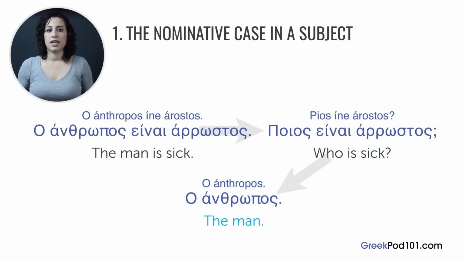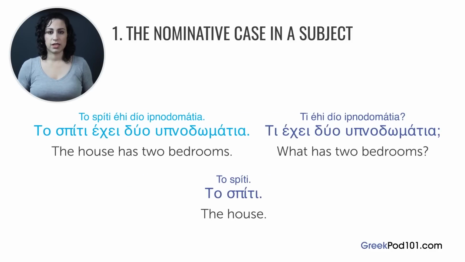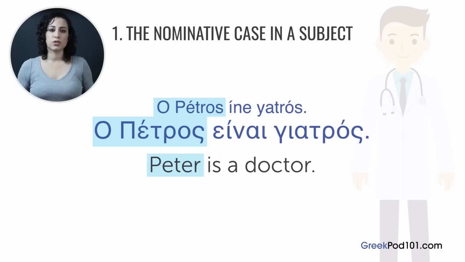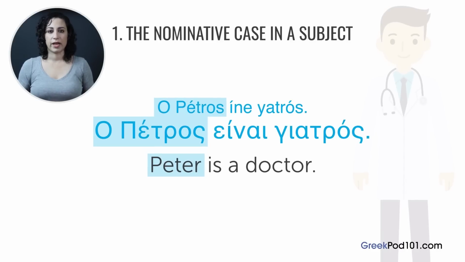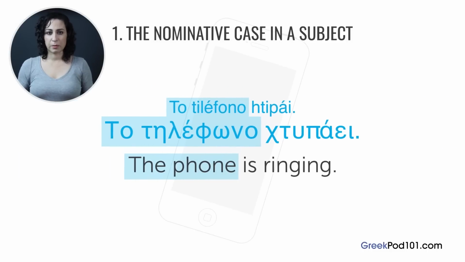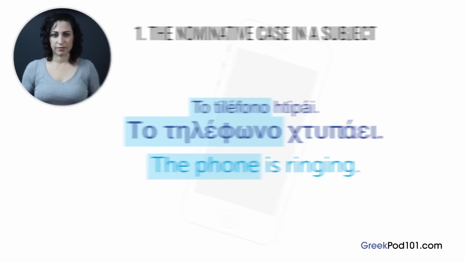The man. Another example is το σπίτι έχει δύο υπνοδωμάτια. Τι έχει δύο υπνοδωμάτια? Το σπίτι. The house has two bedrooms. What has two bedrooms? The house. Here are some more sample sentences. Ο Πέτρος είναι γιατρός. Peter is a doctor. Το τηλέφωνο χτυπάει. The phone is ringing.